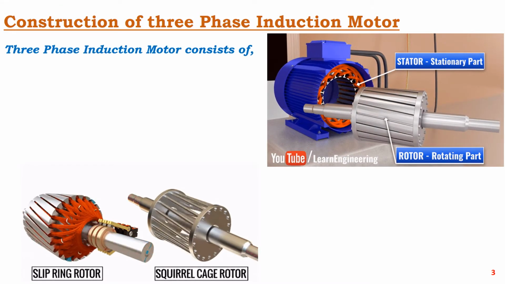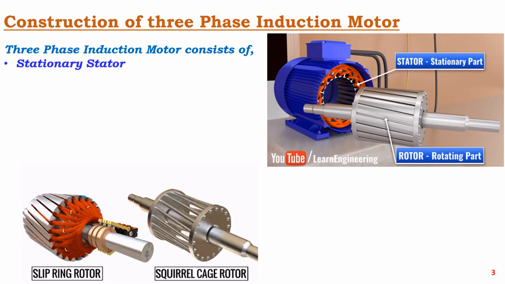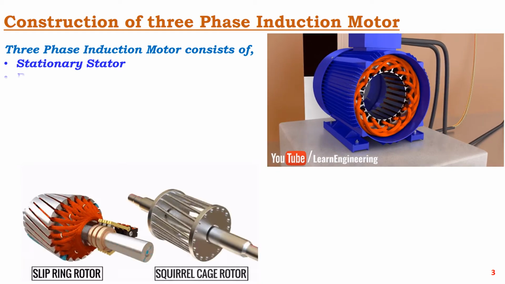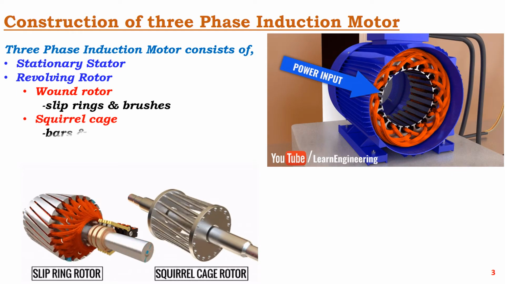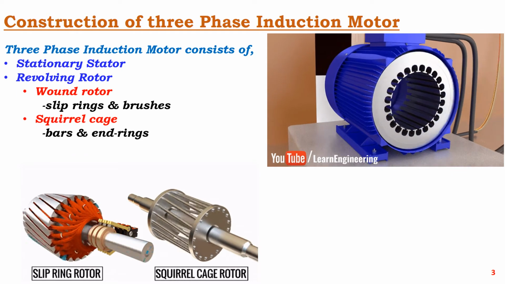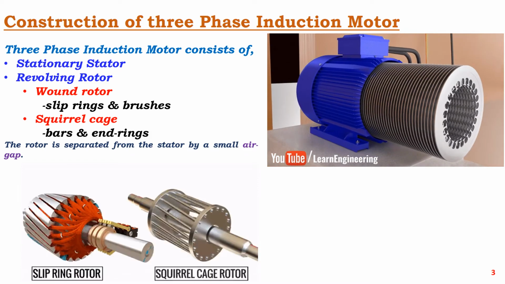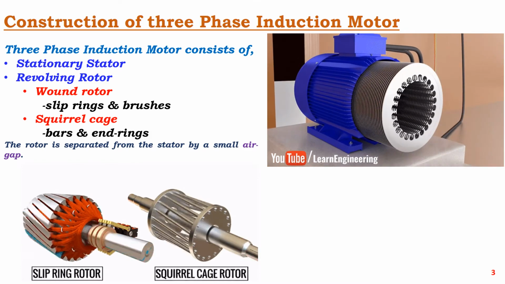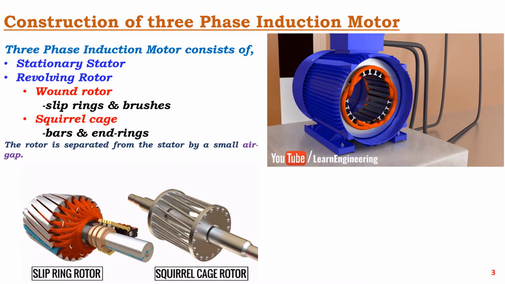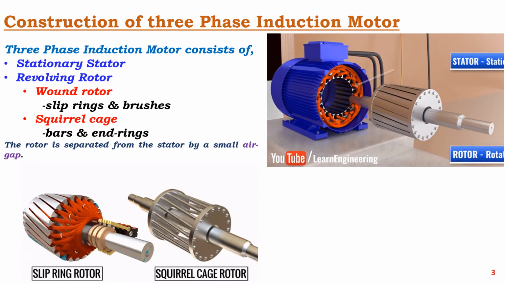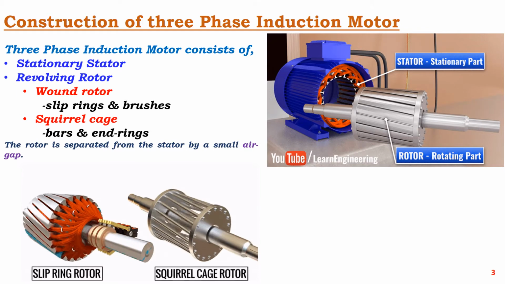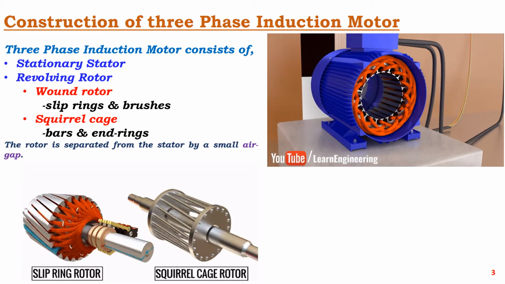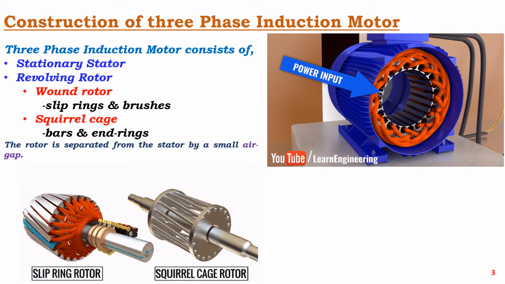Three-phase induction motor consists of stationary stator and revolving rotor. There are two types of rotors available. One is wound rotor and the other is squirrel cage rotor. Slip rings and brushes are present in wound rotor. Bars and end rings are present in squirrel cage rotor, as shown in figure below. The rotor is separated from the stator by small air gap.